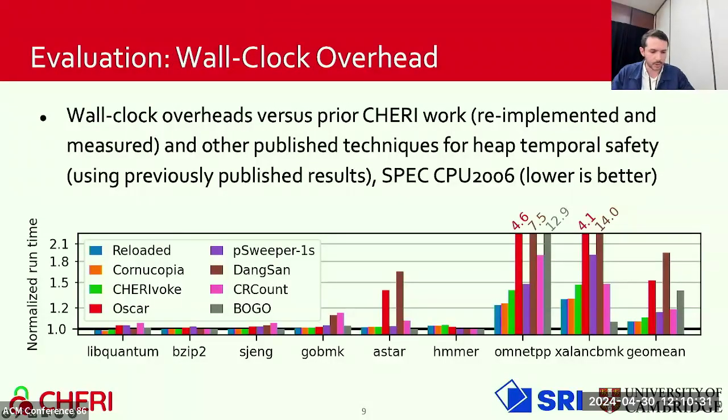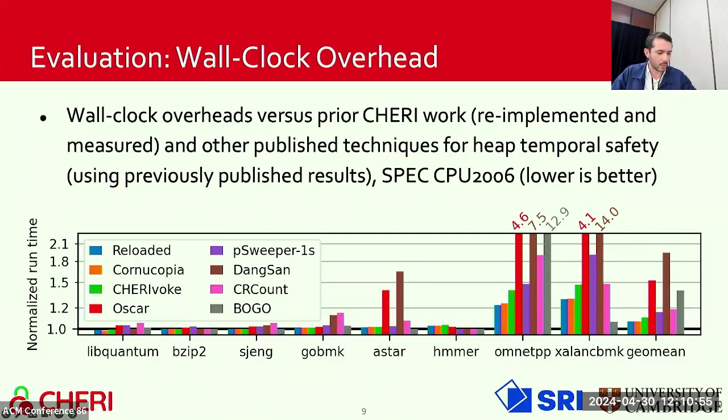Now jumping into a little bit of evaluation, the paper goes into much more depth. We don't have too much time here, so I'm just going to highlight a few key takeaways. Here we're looking at wall clock overhead, lower is better. We have prior CHERI work, the ones that we introduced earlier in the talk, which we re-implemented and evaluated on Morello, as well as other published techniques for heap temporal safety that don't use CHERI. Those numbers are coming from their papers, so that's important to know.